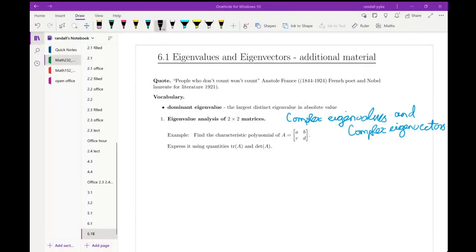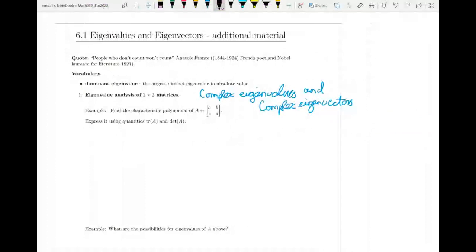Good morning, everybody. This is Randall Pike, and I'm going to be lecturing on eigenvalues and eigenvectors, a continuation of the material we started in the last lecture. So let's begin with the lecture notes here.